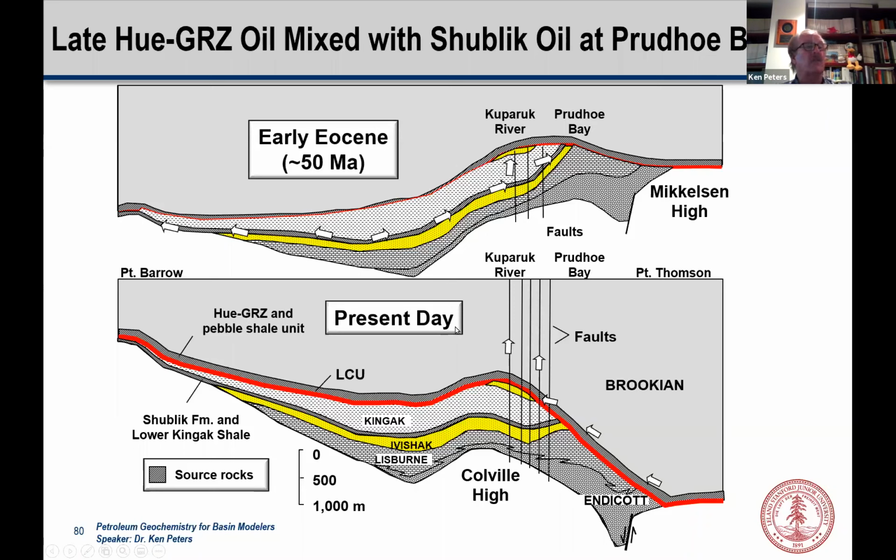Later, of course, this whole thing tilted toward present day, and now the Shublik has been uplifted, and the Hue gamma ray zone, which is immediately above the unconformity, became mature. And of course, an unconformity in many cases is an ideal migration path. So the Hue gamma ray zone oil is migrating up here and mixing with Shublik oil in the Ivishak reservoirs at Prudhoe Bay. And that was written up in this paper in 2007.